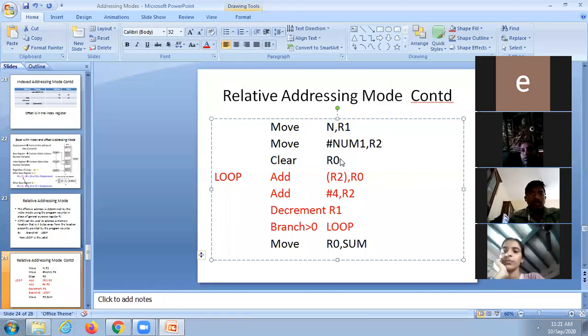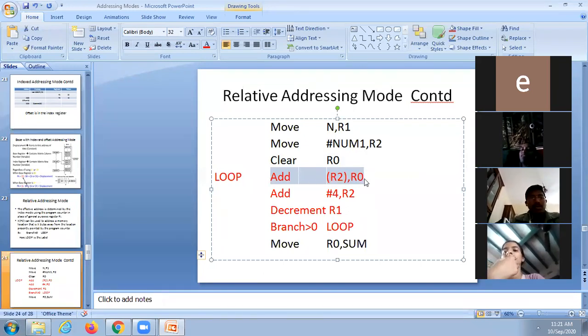If one operand is also there, that is a register address mode. Okay. Clear R0 is register address mode. Then what about this? Absolute addressing. This one, Add Register R2 comma R0. This is register-register addressing mode. This is register address mode.